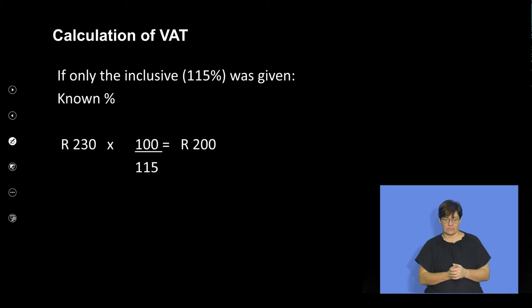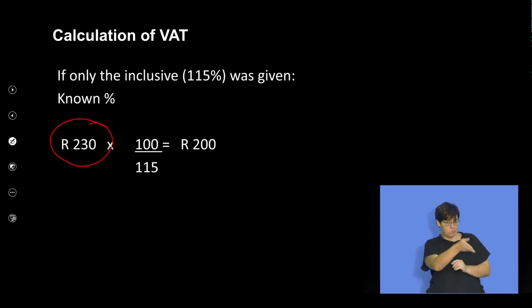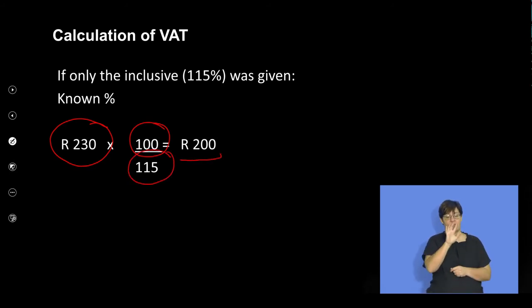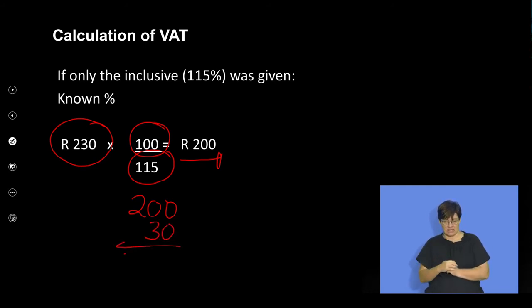So here we go. They're telling you that the inclusive price is 230, right? You are expected to work out what is the exclusive price. So watch, you take 100, which is your exclusive, over your inclusive, which is 115, and you find that the item actually cost, the normal price was the 200, the VAT was the 30 Rand, and therefore the inclusive price was 230. Clearly you can see, depending on what information is provided to you.